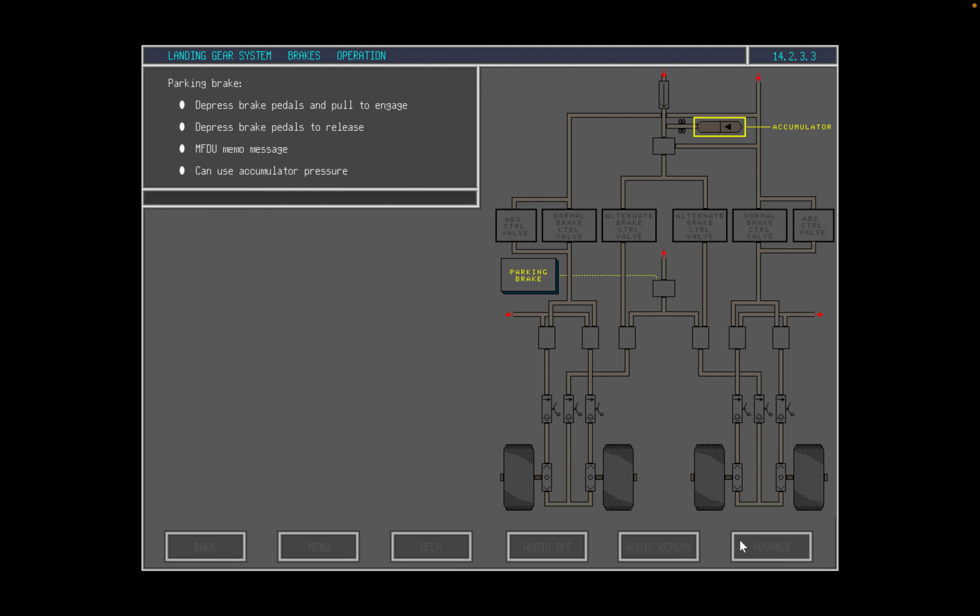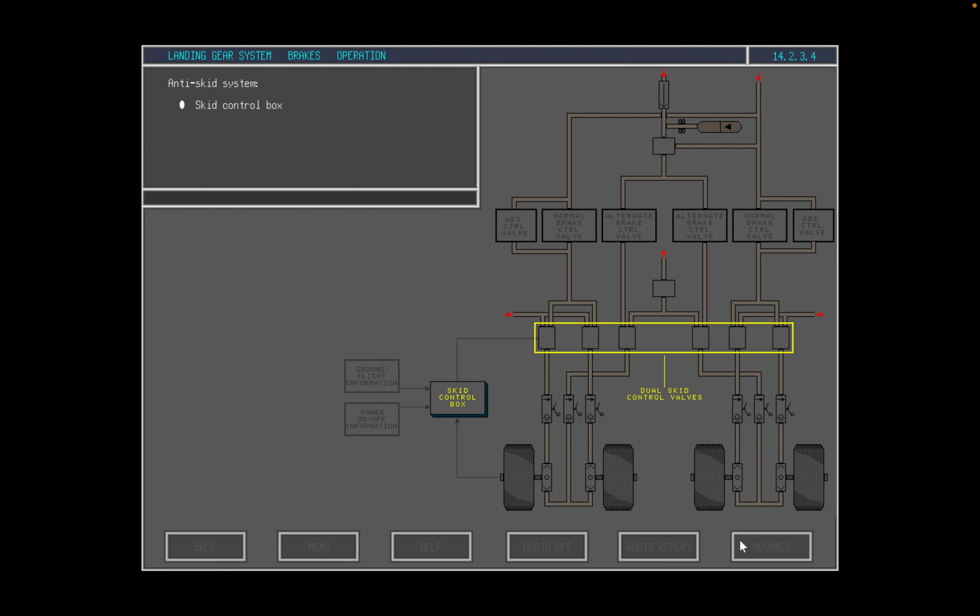This means that if pressure is not available from number 1 or number 2 systems, the parking brake can use stored pressure from the accumulator. We shall now consider the anti-skid system. The dual skid control valves are controlled by the skid control box.